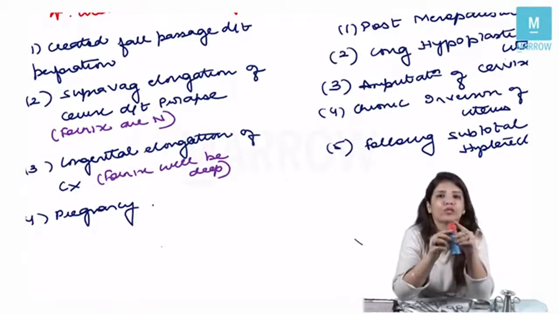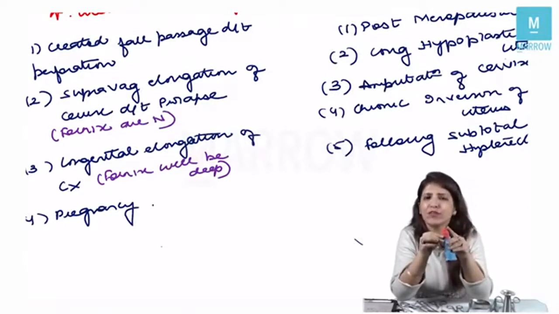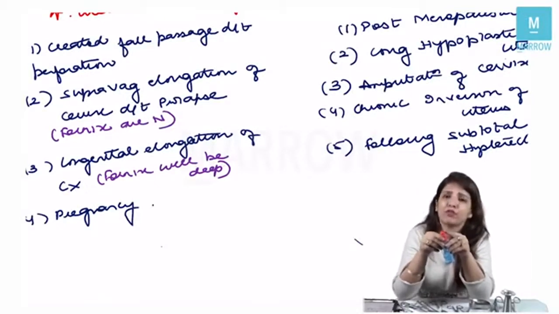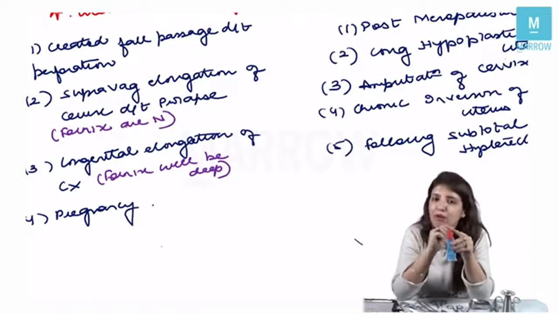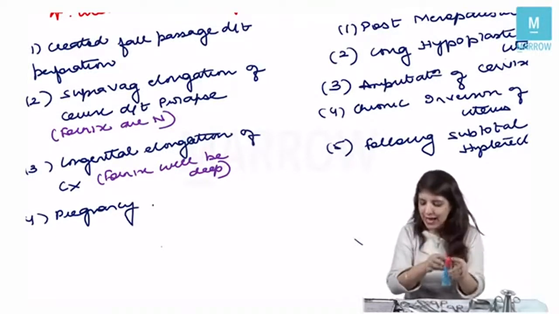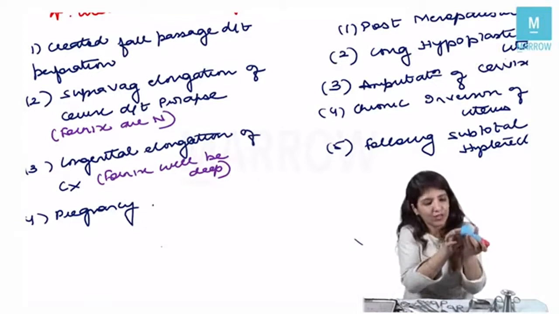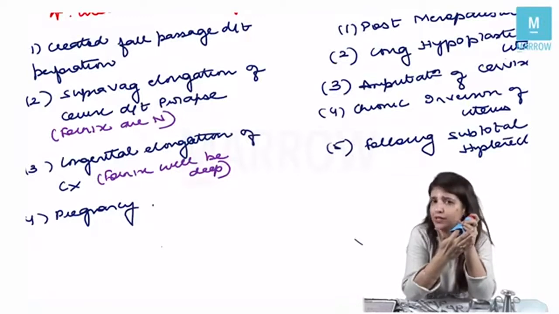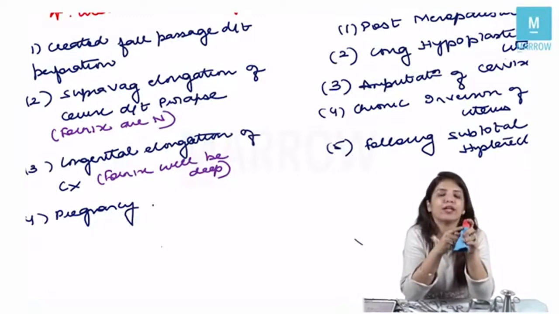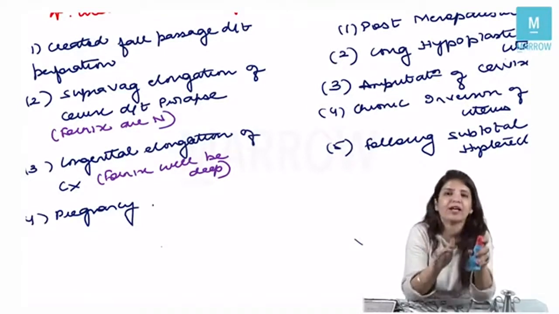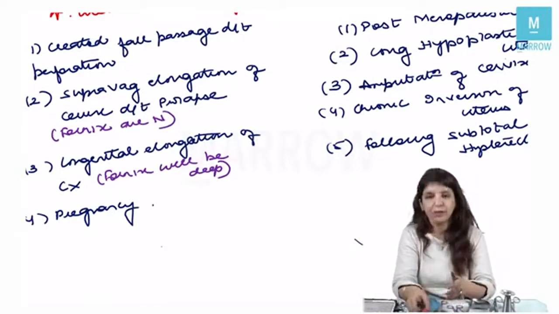Now the moment you say this, the next question which the examiner is definitely going to ask you, and will be very impressed if you give the correct answer, is how do you differentiate supravaginal elongation of the cervix from congenital elongation of the cervix? Remember, supravaginal elongation of the cervix is seen when the uterus prolapses. In that case, the fornices over here will become deeper. So if you are getting very deep fornices, that means there is supravaginal elongation of the cervix. But if the fornices are normal, then it's a congenital elongation of the cervix.